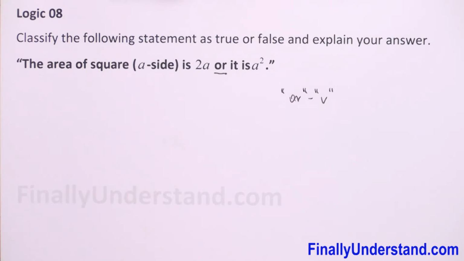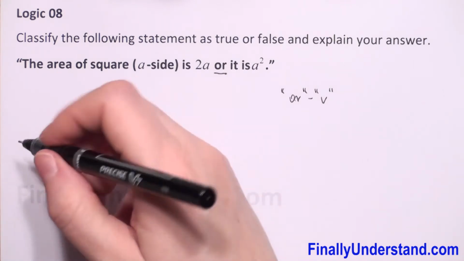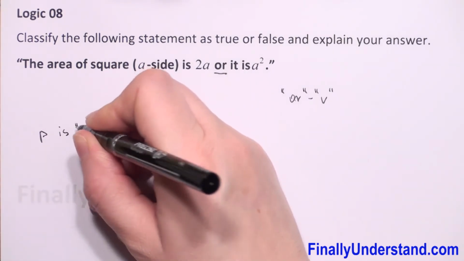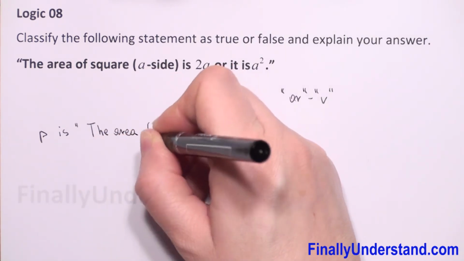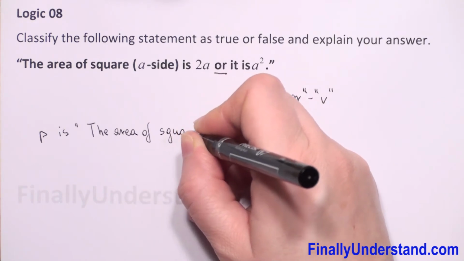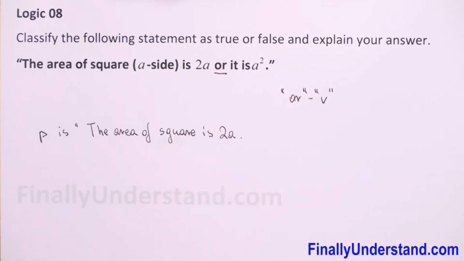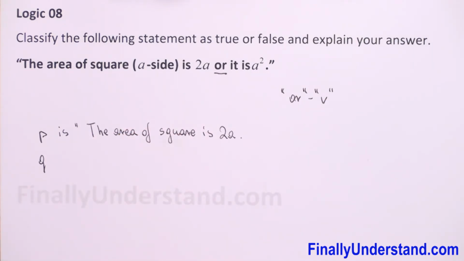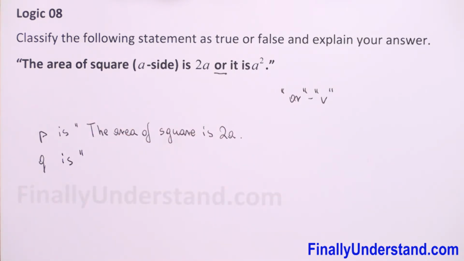And first we will find simple statements. The first simple statement will be the area of square is 2a. So let's put that our P is the area of square is 2a, a is side, and Q will be our second simple statement, and will be the area of square is a square.